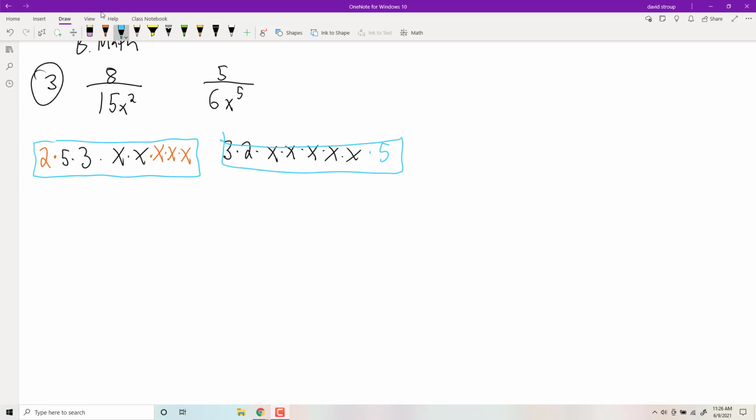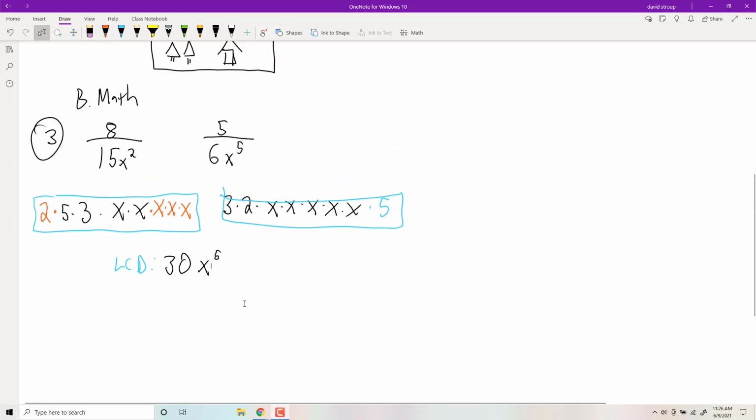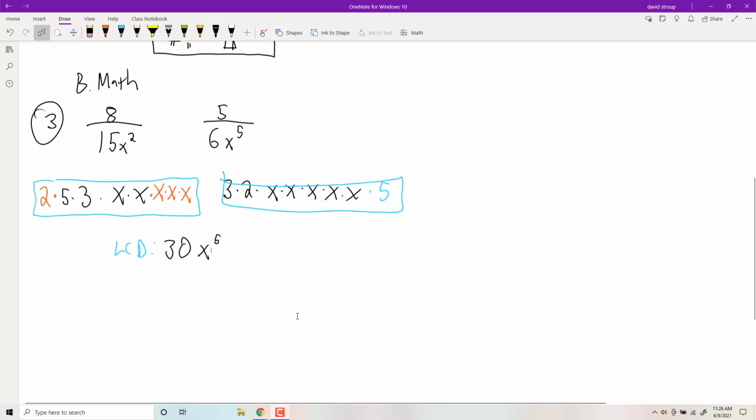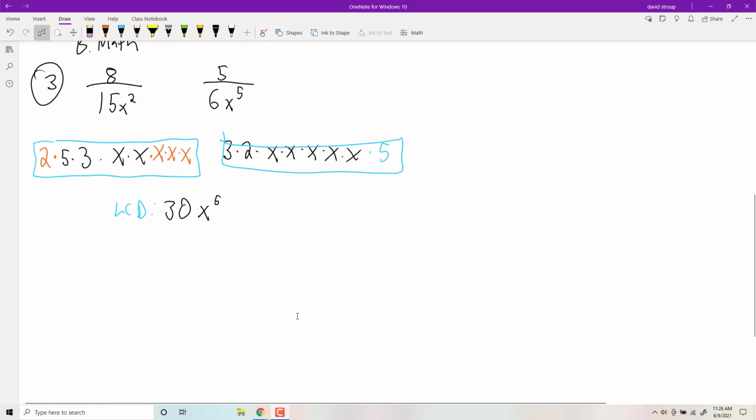Okay? And each of those that I just boxed in blue are exactly the same. They're just in different orders. So if you multiply them out, that will be the official LCD that you put in your answer. So it would end up being 30x to the fifth. Okay. And that's the idea. Okay, so let's do some more of these.